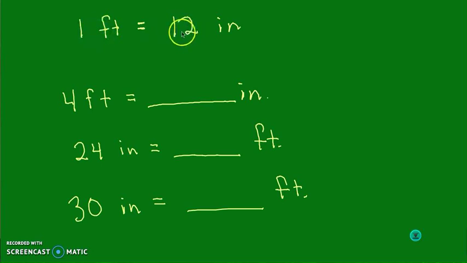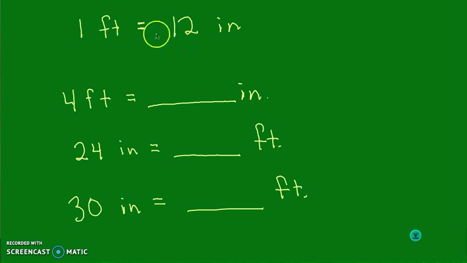And one thing that I like to think about is which direction we're going. So, for example, in this problem, we're going from feet to inches. So when we go from feet to inches, the number gets bigger. It goes from 1 to 12. So when we're converting, if the number gets bigger, we're still talking about the same amount. It's just stated in a different way.